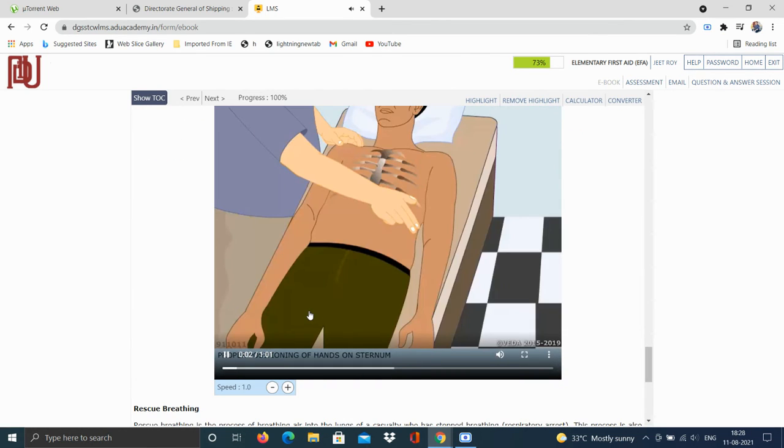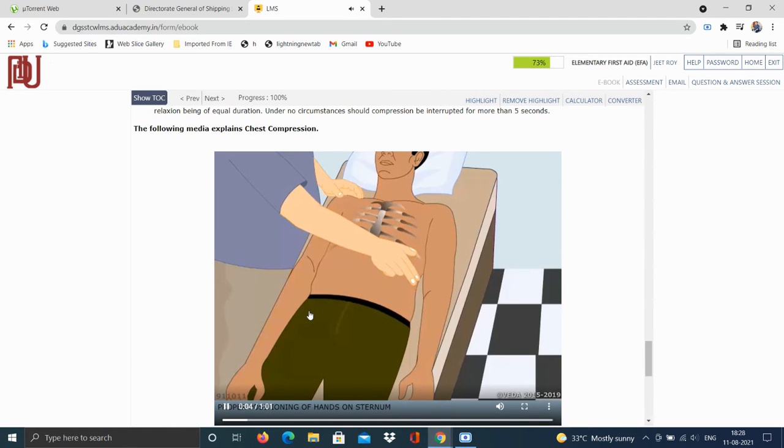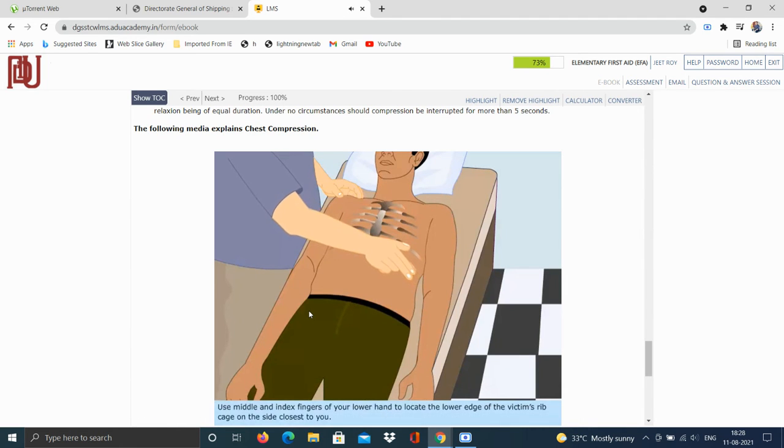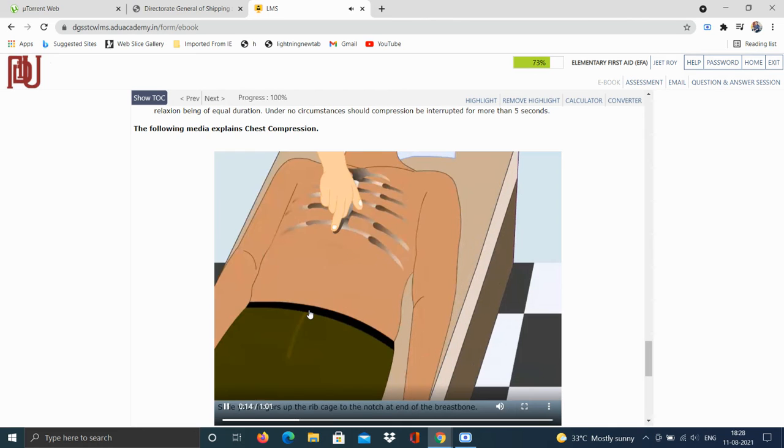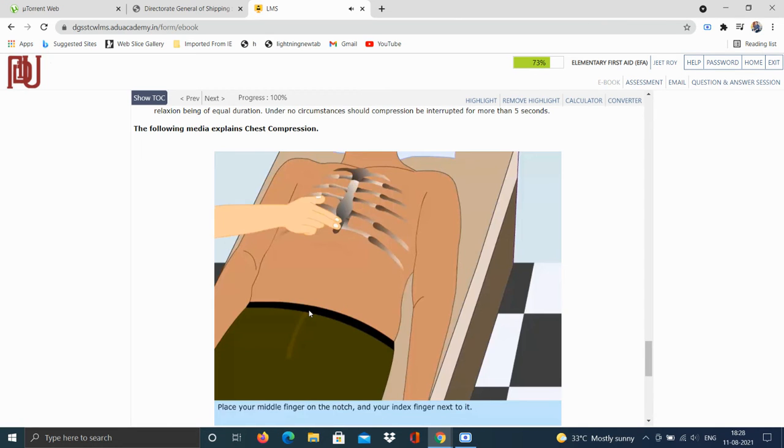Proper positioning of hands on sternum. Use middle and index fingers of your lower hand to locate the lower edge of the victim's ribcage on the side closest to you. Slide your fingers up the ribcage to the notch at the end of the breastbone. Place your middle finger on the notch and your index finger next to it. Place the heel of your other hand along the midline of the sternum next to your index finger.